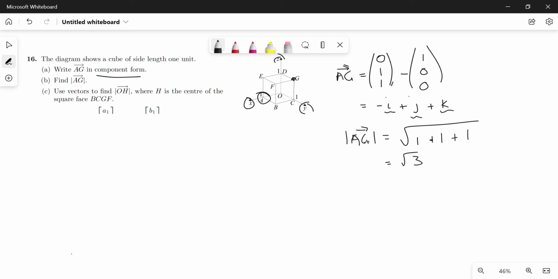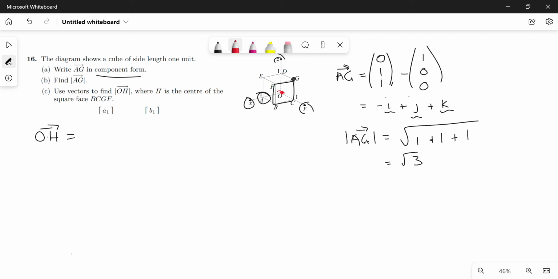Alright, so then we are looking for OH and the distance of OH. Well, let's just look for OH first, and then we can also look for that distance. So OH, where is OH? It is the centre of the square BCGF. BCGF is this front one here. So let's think about this OH, the centre of that.